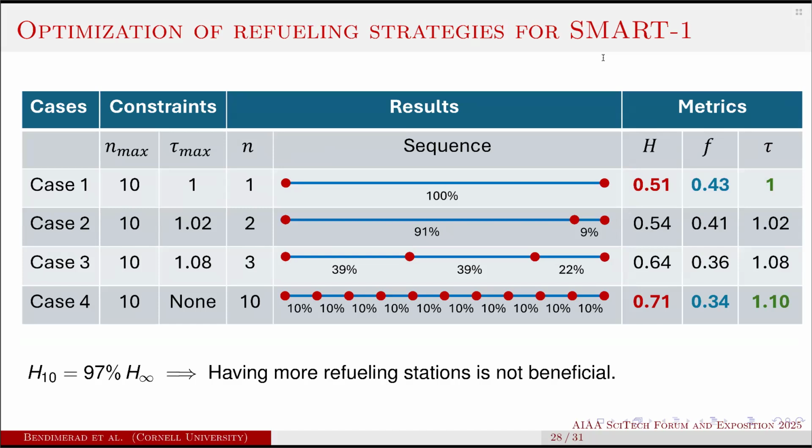We also notice that H10, which is the normalized payload mass when we have 10 segments, is 97% of H infinity. So this means that having more refueling stations is not beneficial.